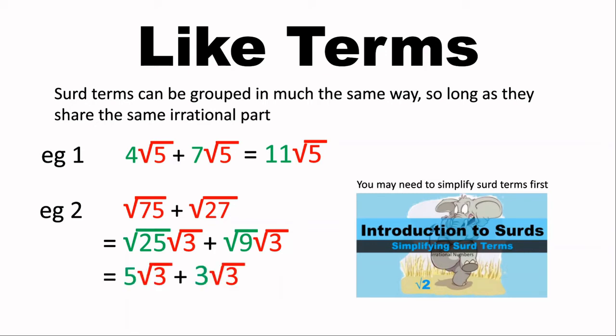So we've got 5 root 3 plus 3 root 3, two like terms that we could group together. 5 plus 3 is 8, so this makes 8 root 3. I bet some of you thought that couldn't be done. Well, sometimes it can't be done, but we always need to try.